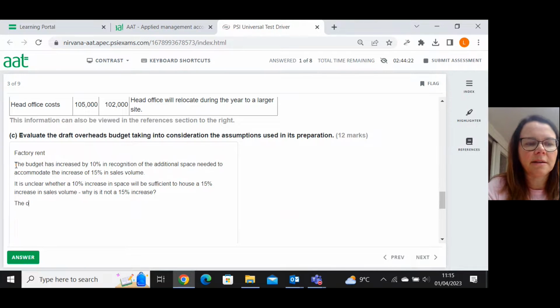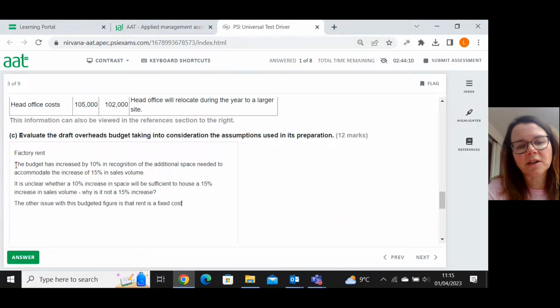The other issue with this budgeted figure is that rent is a fixed cost.